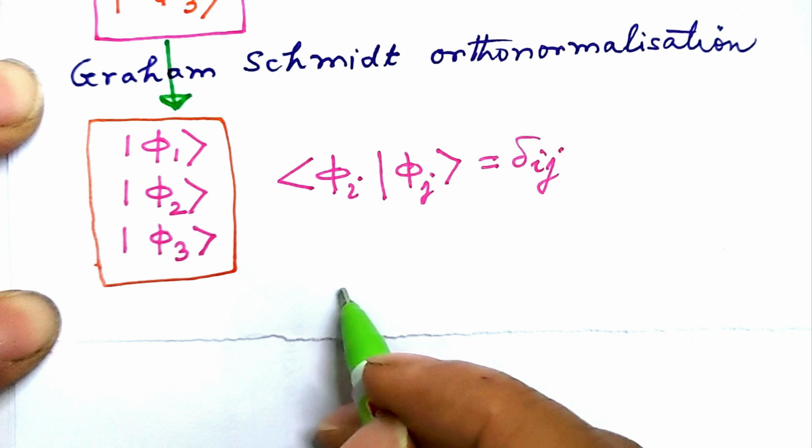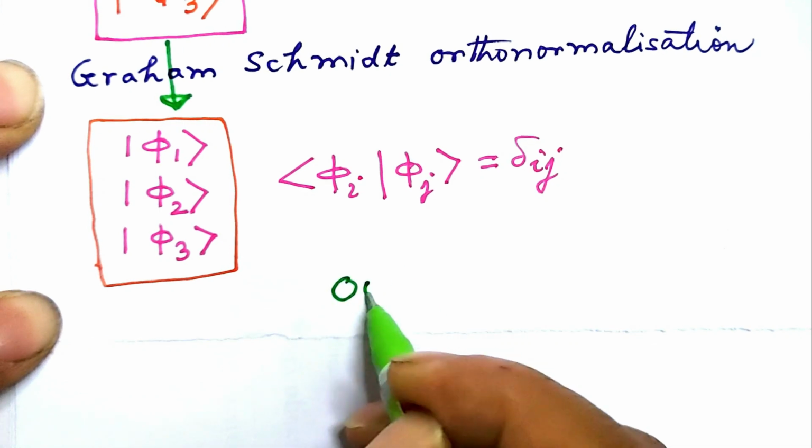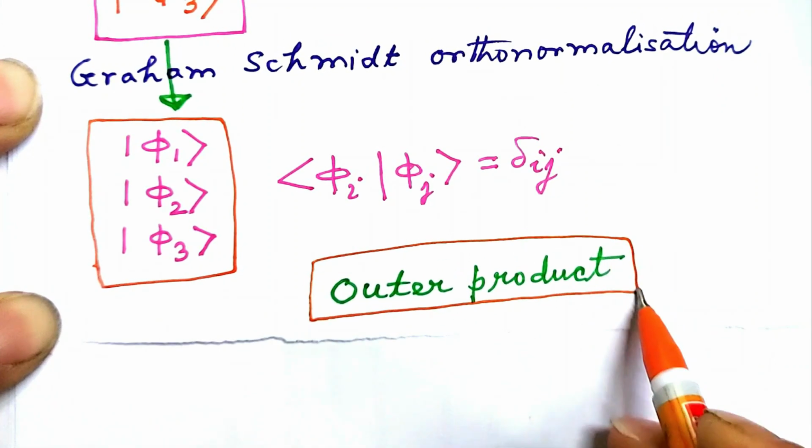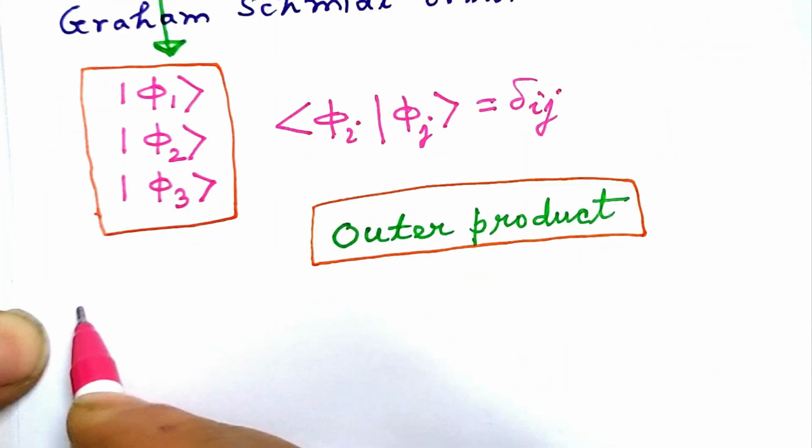We ended up lecture 11 with the question, can we multiply a ket with a bra? The answer is yes. We shall now discuss the product of a ket with a bra, and this is called outer product. Let us discuss it in detail now.